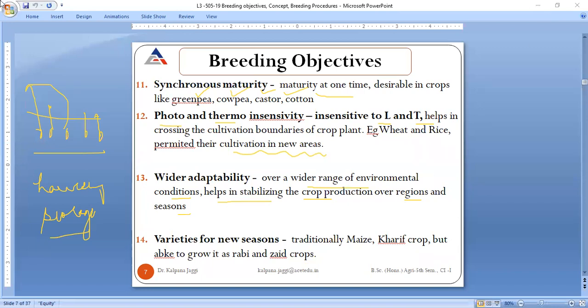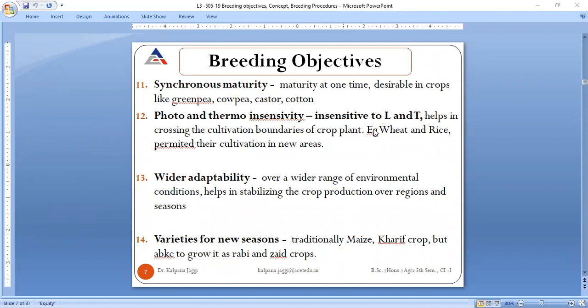And because when we are going for the improvement, as a result, we have a new variety. So traditionally, maize is a kharif crop, but it is able to grow as a rabi and zaid crop too. I mean to say, because when we are going for loads and loads of modification, as a result, we can have varieties which were earlier grown in a certain season, but now they can be grown in another season. For example, maize, a traditional kharif crop, we are able to grow as a rabi and zaid crop also. That means there is now variation in the season. And when variation in the season is taking place, that means we can grow those species in the new environment or in the new season also, right? So these all are the objectives of plant breeding.